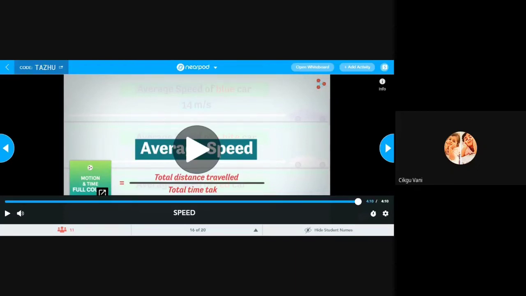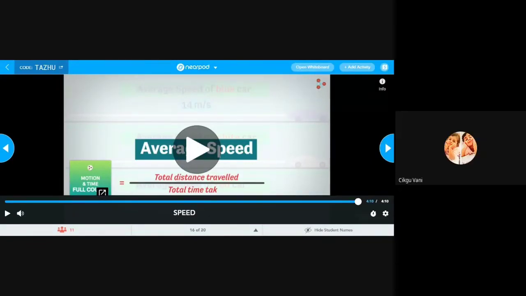So what is speed now? How do you calculate speed? Just now Izzati put in the speed note just now. Apa tu speed? What is speed? Can you define speed for me? Anyone? Distance over time. Yes, very good.